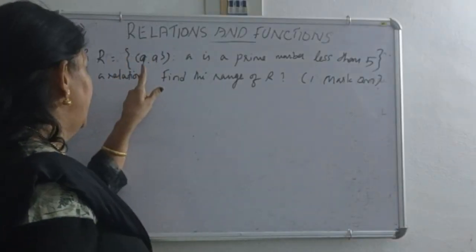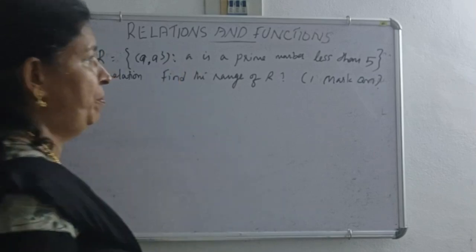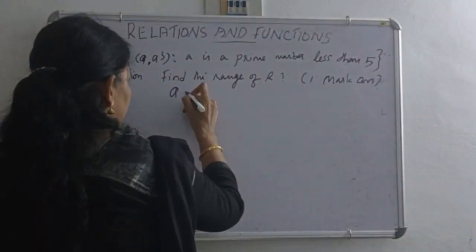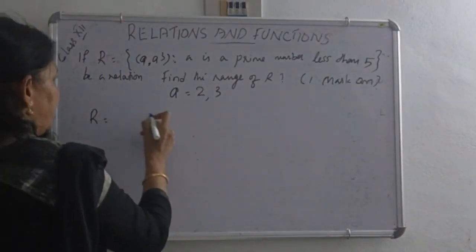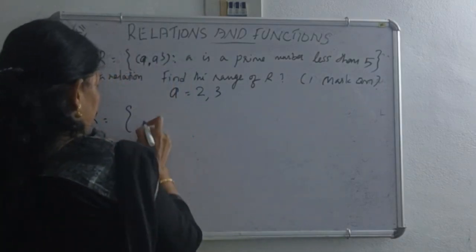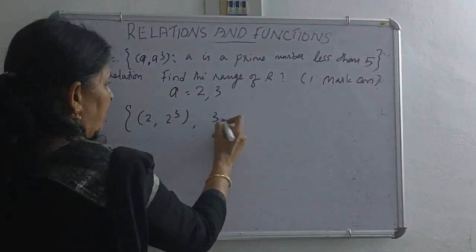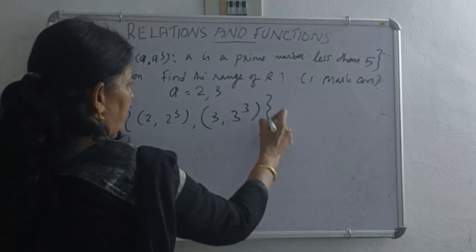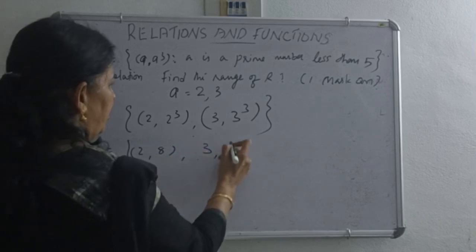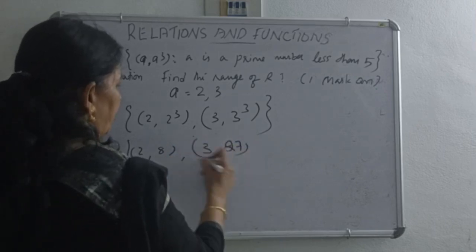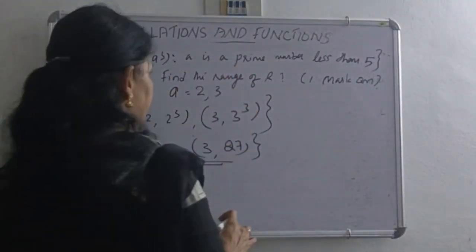R equal to a relation, set of ordered pairs (a, a cube), where a is a prime number less than 5. Then we put the values of a. Prime numbers less than 5: 2, 3. Then we write the relation as (a, a cube). That is, a ക്ക് 2 കൊടുക്കുക, a ക്ക് 3 കൊടുക്കുക. Ordered pairs (2, 2 cube), (3, 3 cube). a cube. a ക്ക് 2 values ഉണ്ട്, അത് വെച്ച് കൊടുക്കുക. That is (2, 8), (3, 27). Then this is the relation (a, a cube), a is a prime number less than 5.